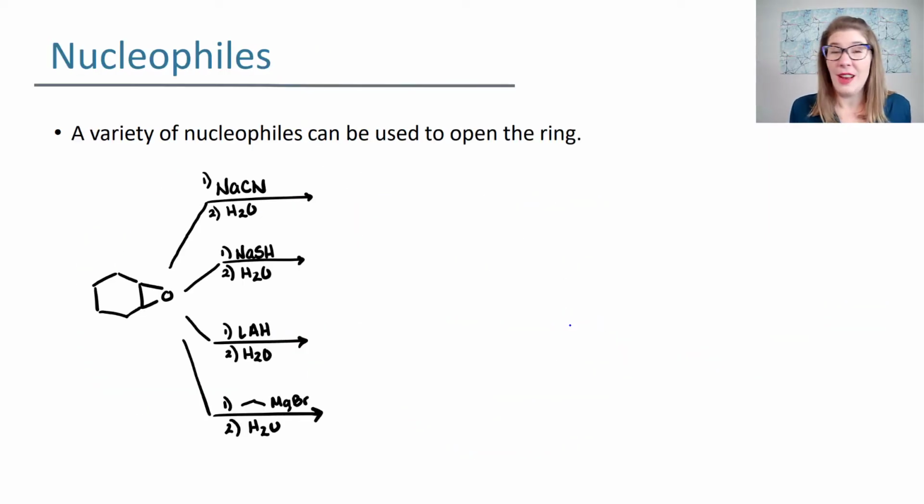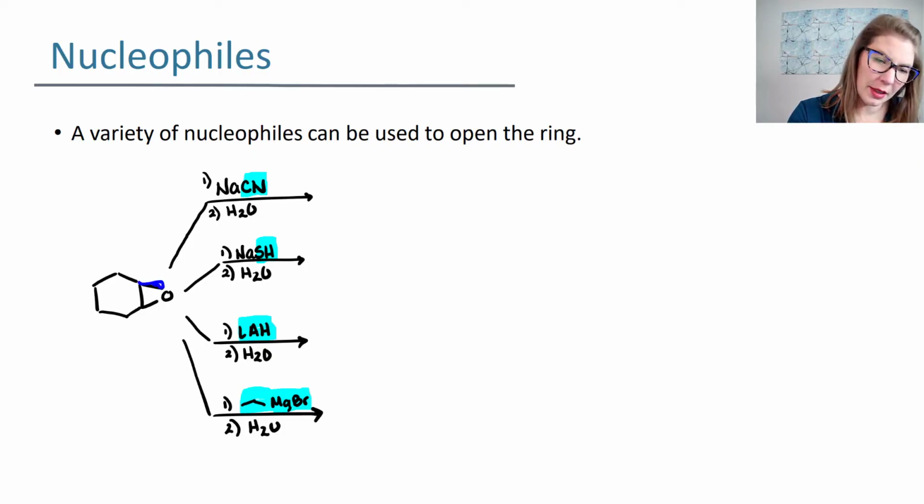Now, we do not need to stick to the nucleophiles that we've seen. We can change nucleophiles, and that allows us a lot of utility in what's able to open up that epoxide ring. So here let's highlight some different nucleophiles. Here I have cyanide ion, here I have SH, here I have lithium aluminum hydride, here I have a Grignard reagent.